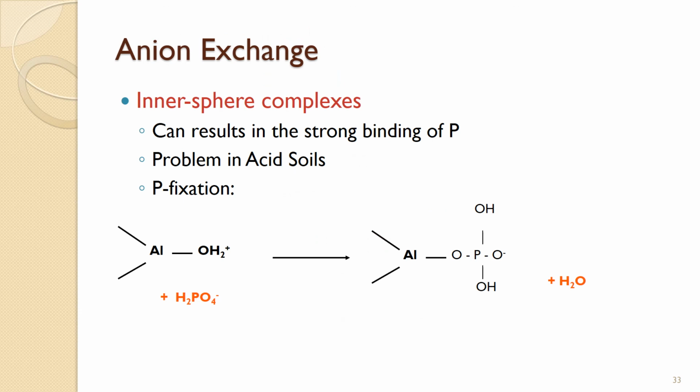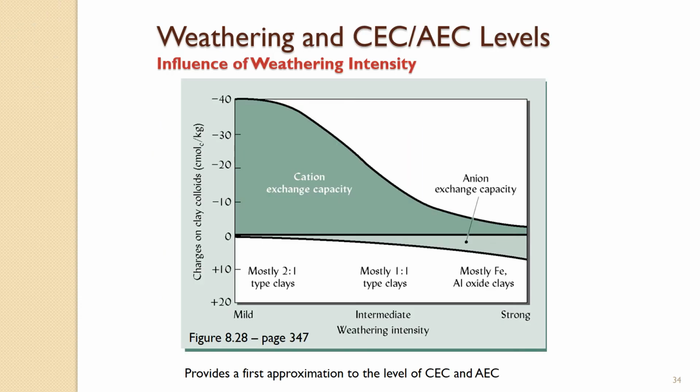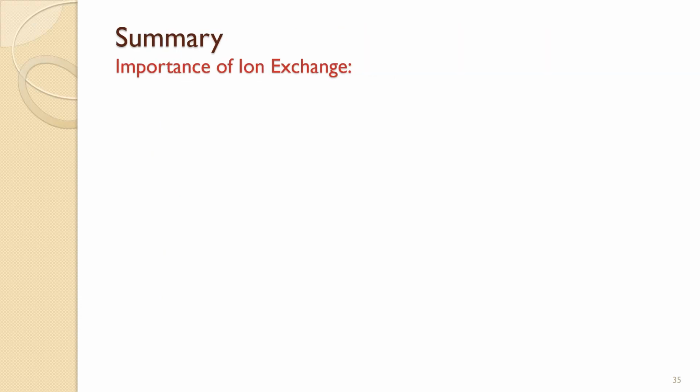So here's some inner sphere complexes showing the strong results of phosphorus being bonded. This is a huge problem in acidic soils because then we can't get that phosphorus back. And so we have to overcome the soil's ability to inner sphere complex the phosphorus so that we can provide phosphorus to the plants that we're growing there. I'm going to skip this.